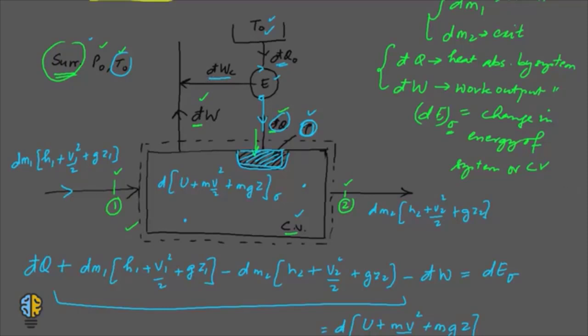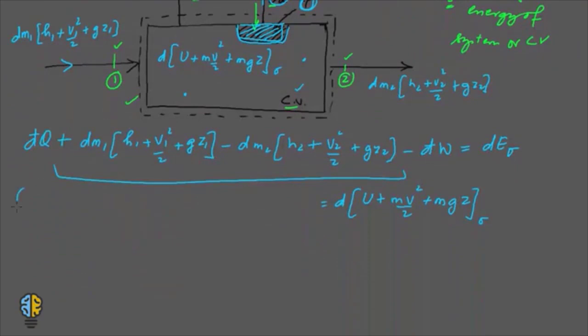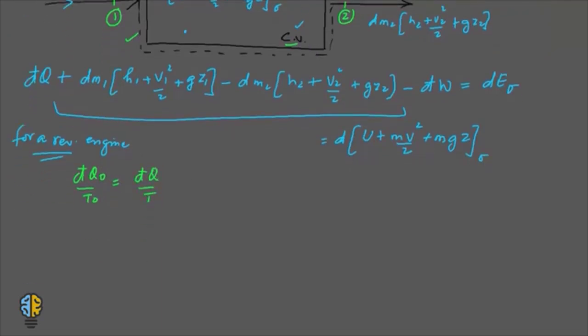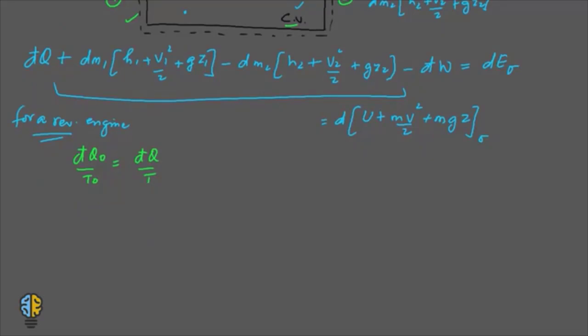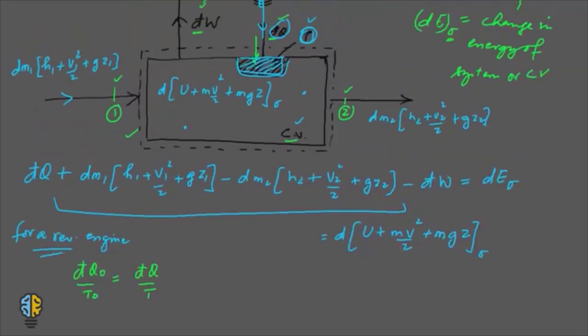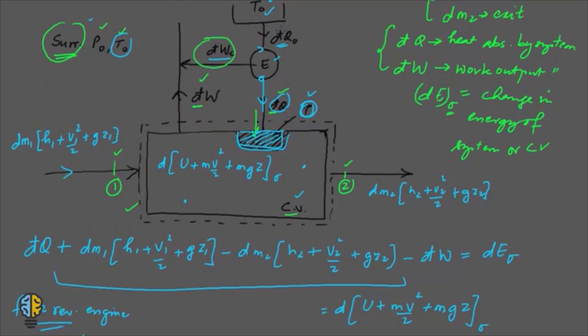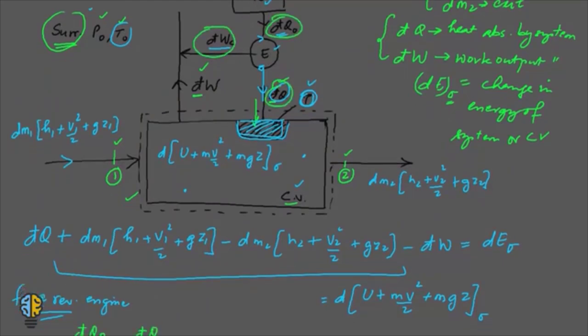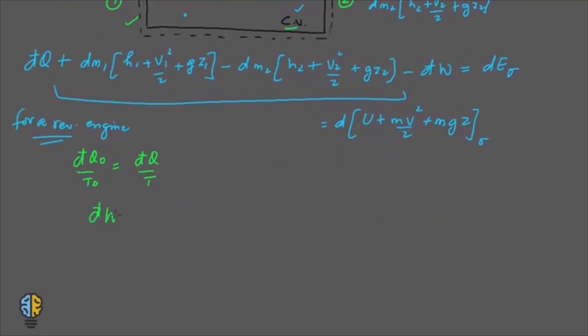Now for a reversible engine, you can say that dq naught upon T naught is equal to dq upon T. That is, the entropy change has to be the same. And if you look at the value for dwc, this is equal to dq naught minus dq.